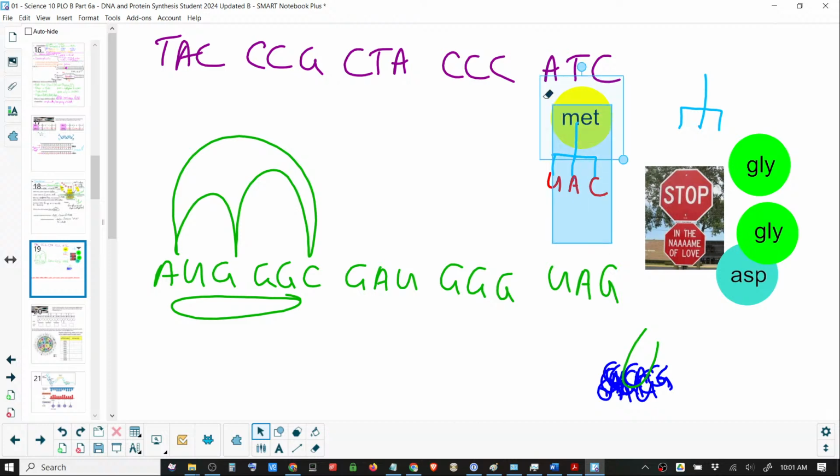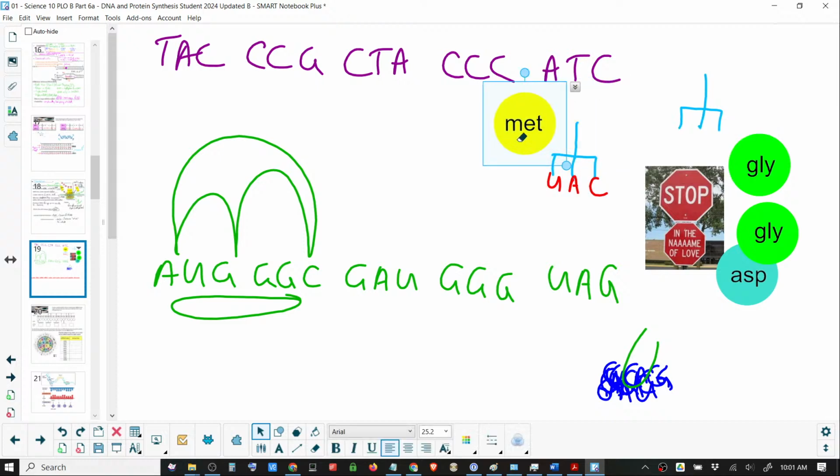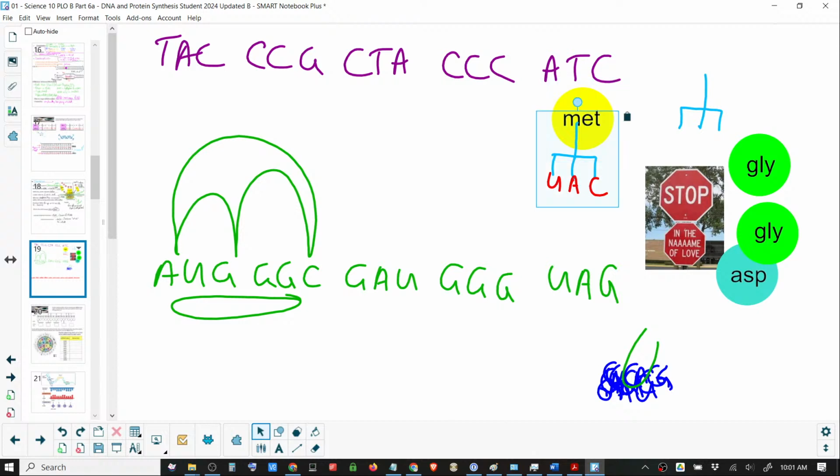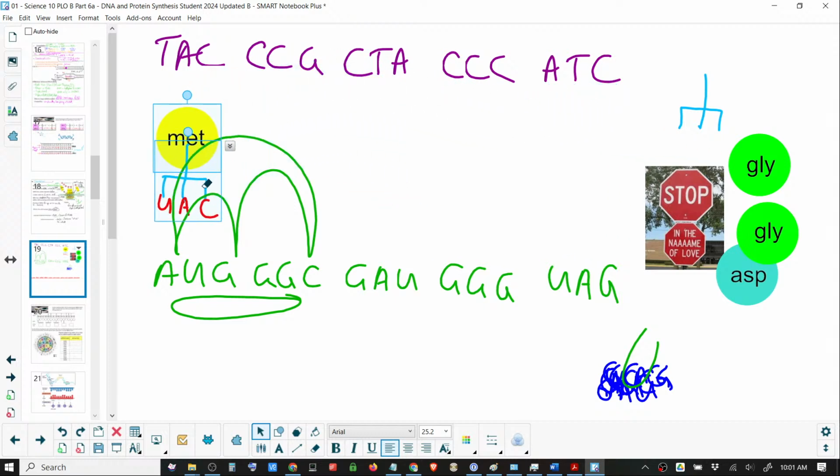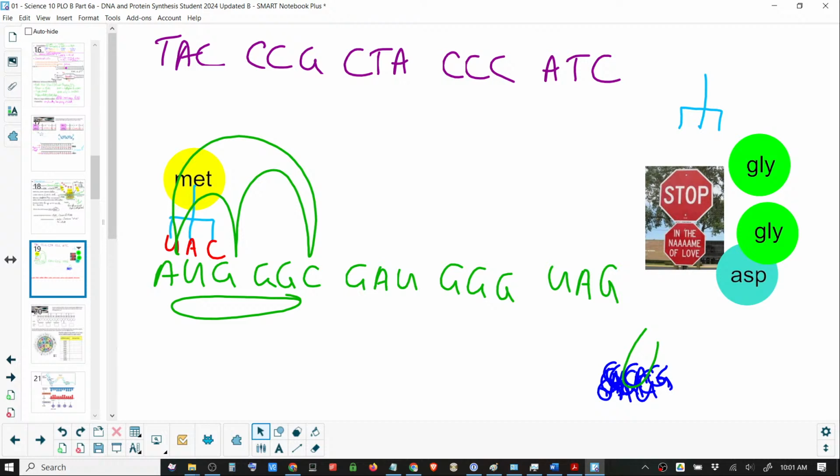tRNA. Why are you not floating? I allow move and rotate, so you should be. There we go. I have to unlock it. So tRNA floats around, comes into the ribosome. There's a little hole there. It's a little smaller than the tRNA, but size isn't everything. And the amino acid is waiting.